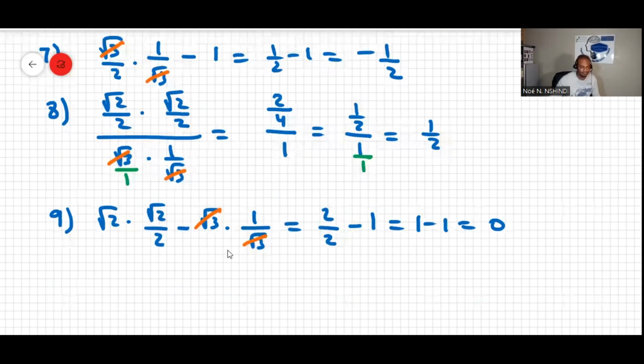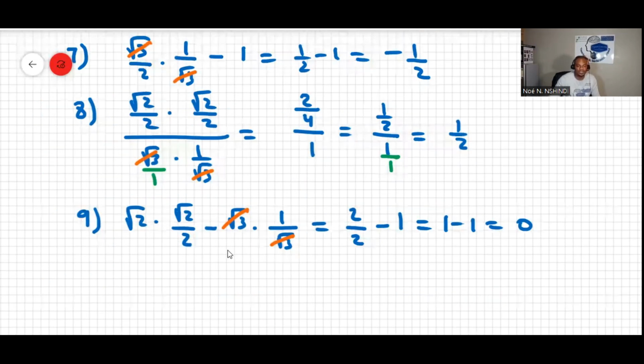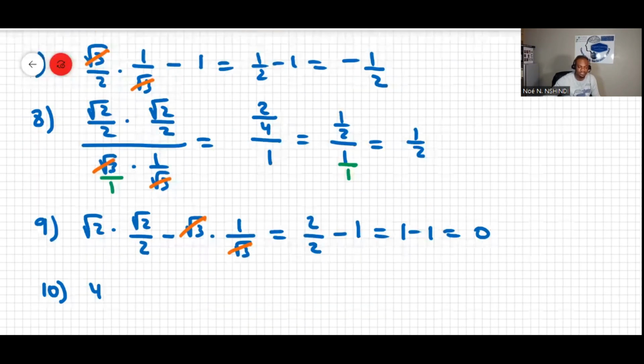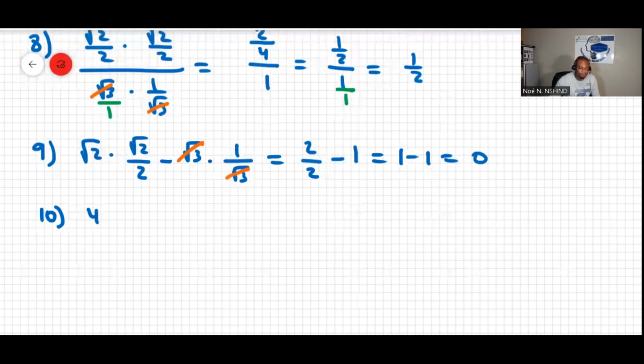Question 10. That makes 4 cos squared 30 degrees plus tan 30 degrees times sine 60 degrees, as you can see. So cos of 30 degrees is root 3 over 2 to the power of 2. We have cos squared plus tan of 30 degrees, which is 1 over root 3, multiplied by sine of 60 degrees, which is root 3 over 2.